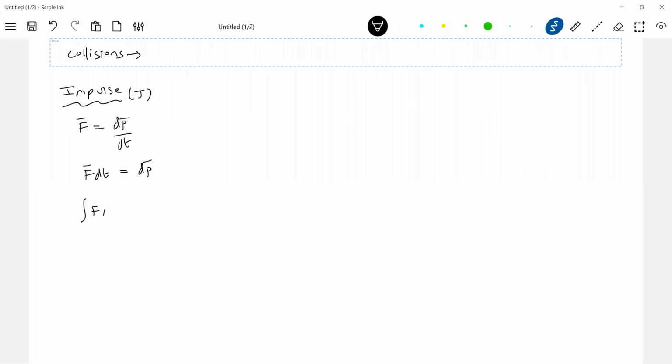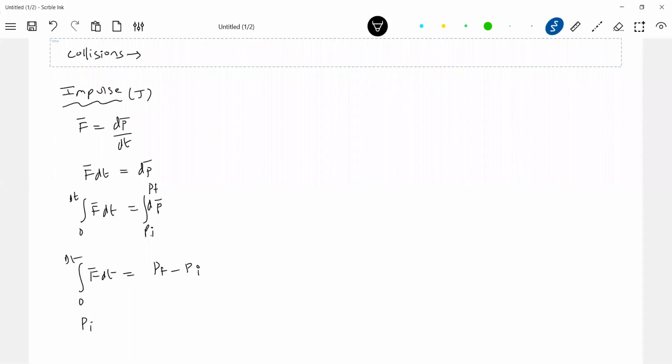Let me integrate on both sides. The integral of F bar dt equals the integral of dp bar, over the interval of time from 0 to delta t. This interval will be very small. Let the initial momentum of the system be pi and the final momentum be pf. Therefore this will become J: the integral of F bar dt from 0 to delta t equals pf minus pi. So what is impulse? An impulse is equal to the change in momentum.